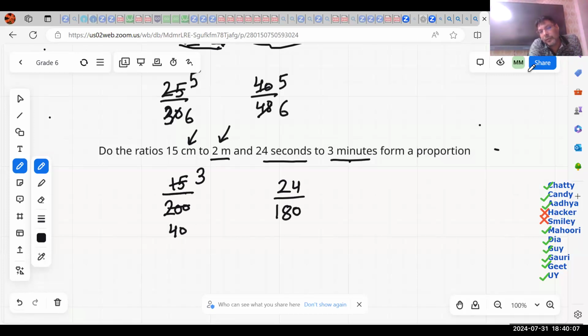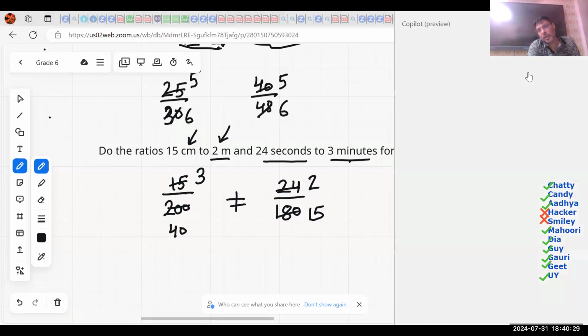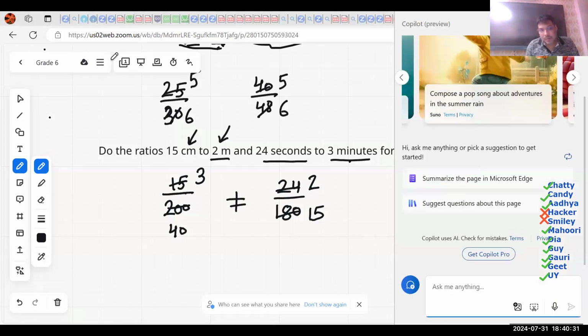Then I can do it with 12. 12 twos are 24 and 12 15s are 180. So I'm getting 2 by 15 and 3 by 40. So they cannot be the same anyhow. So they are not equal. So they do not form a proportion. What was the doubt, Smiley and Hacker?